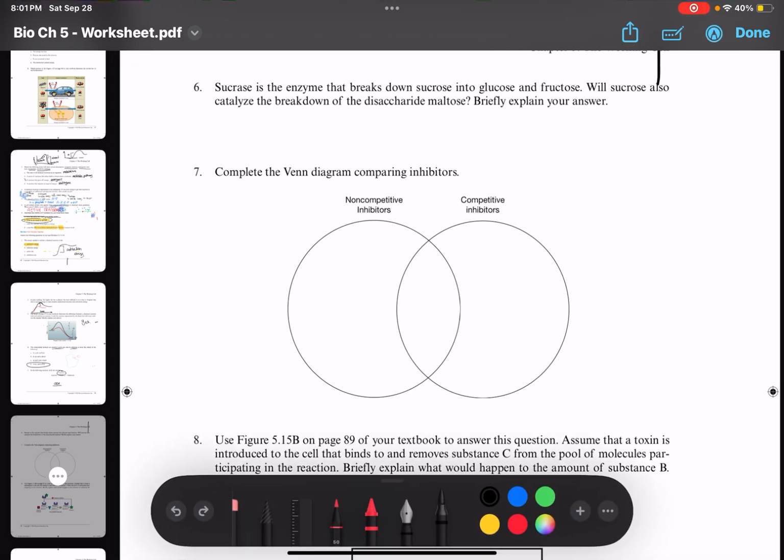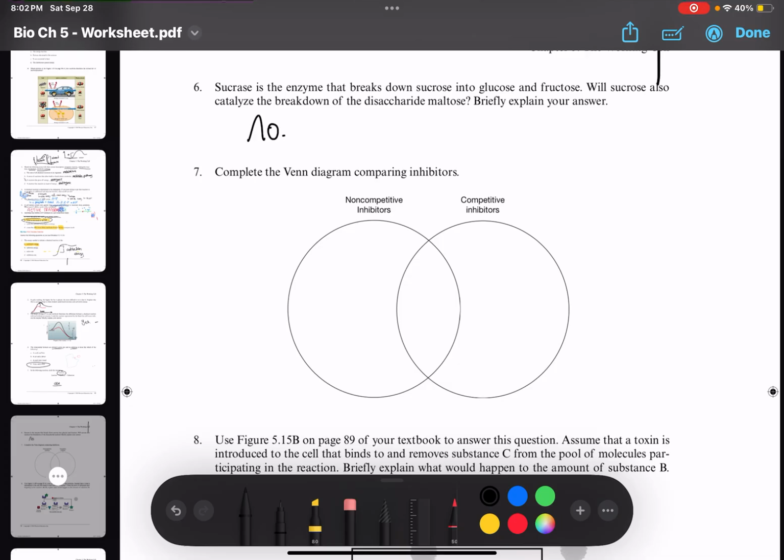Let's do number 6. Sucrase is an enzyme that breaks down sucrose to glucose and fructose. Will sucrase catalyze the breakdown of the disaccharide maltose? No. Why would it not? Okay, so the answer is very simple.